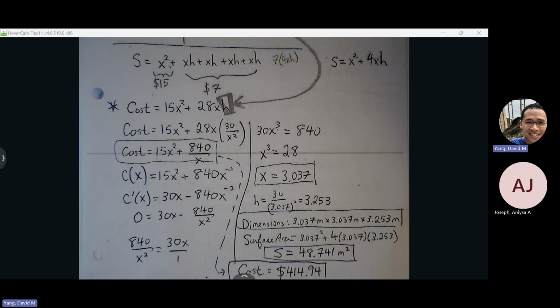So for this, do you just find your two equations and then plug in H and then take the derivative of that? No, because once you solve for x, you're done with all the calculus. You're just plugging in and finding information. So if it's asking for dimensions, then you need the x and h. If it's asking for surface area, then just plug into your surface area equation. If it's asking for cost, just plug into your cost equation.